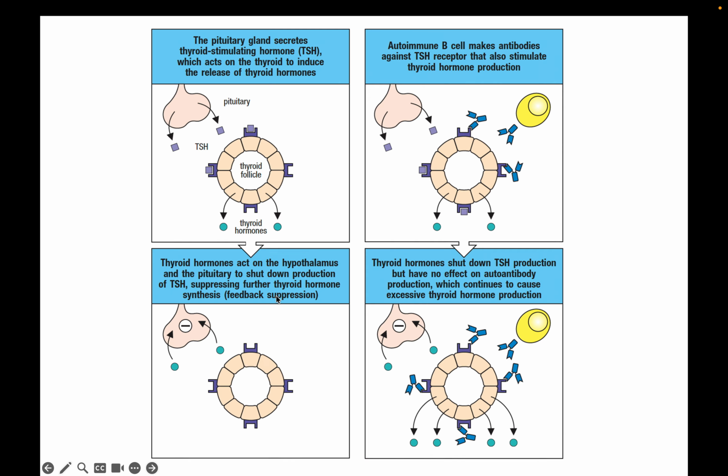And these thyroid hormones are extremely important because they regulate our metabolism, our heart, and many other processes. Generally, they carry out a lot of homeostatic processes in our body.